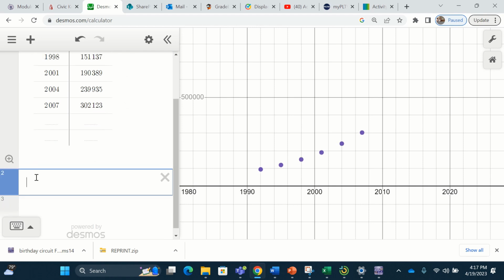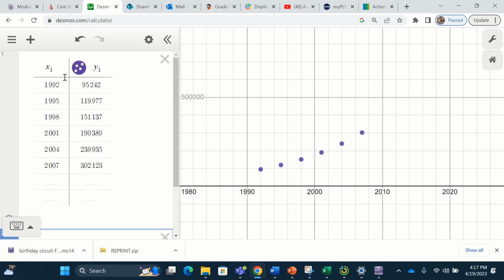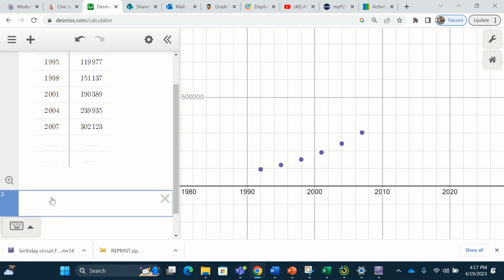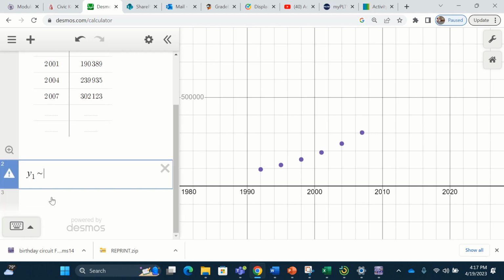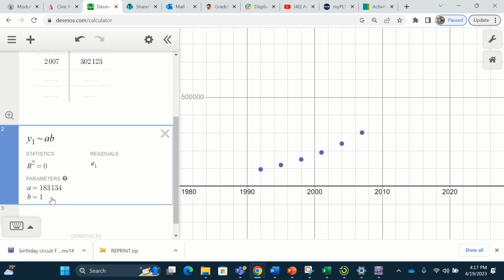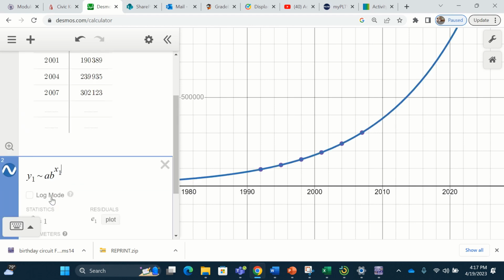So then I said, okay, well, let's get rid of those points and let's try a regression. The form for the regression, and I did write it in the video, was y equals a b to the x. So when you're doing your regression, you have to have the ones in there. So we would need to do y1 tilde a b to the x1.